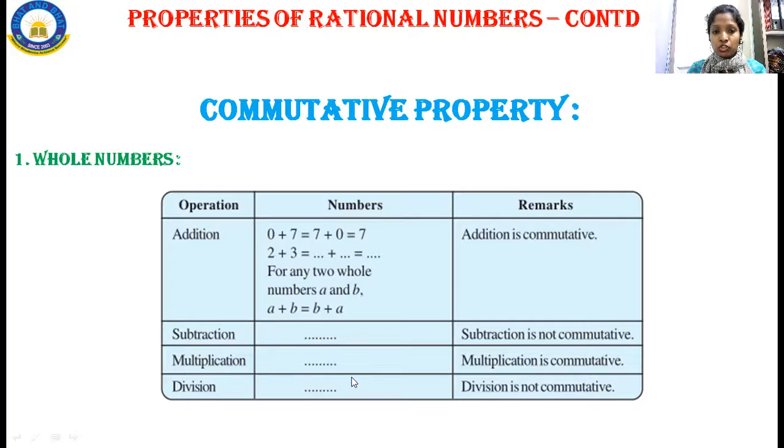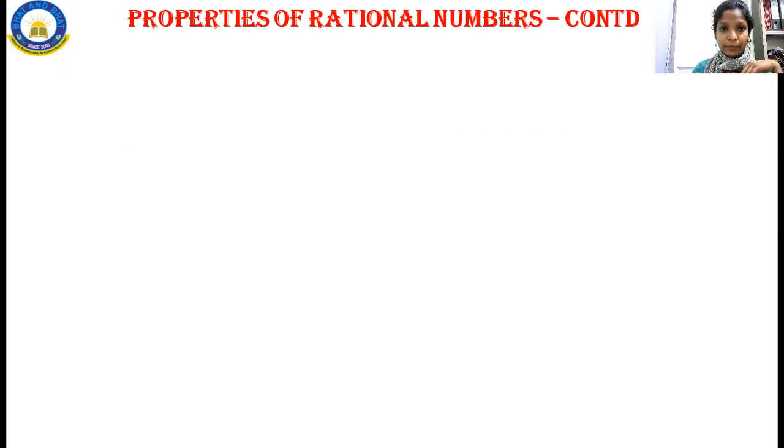But when I move on to division, what happens? Division is also not commutative. Why, ma'am? 4 divided by 2, you will get one answer. 2 divided by 4 is one more answer. So division is not commutative under the whole numbers.